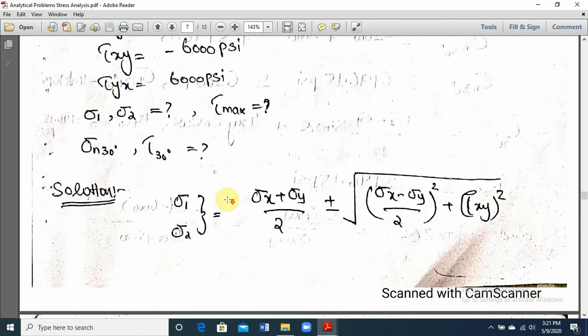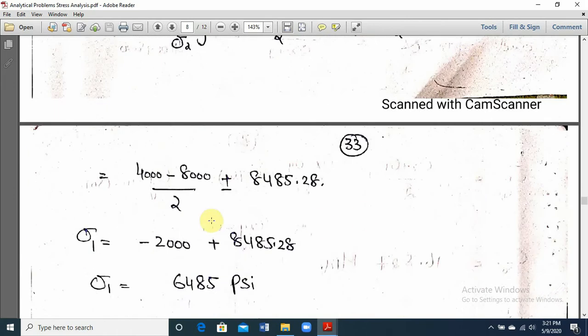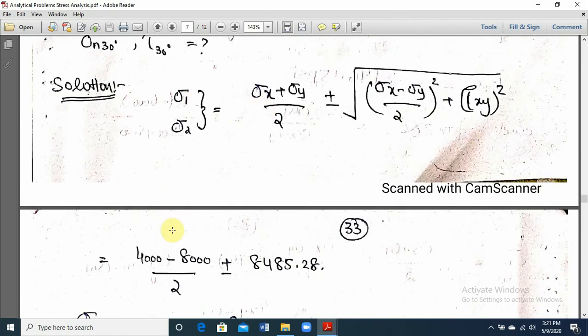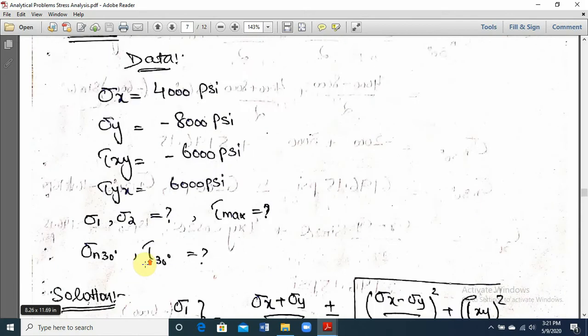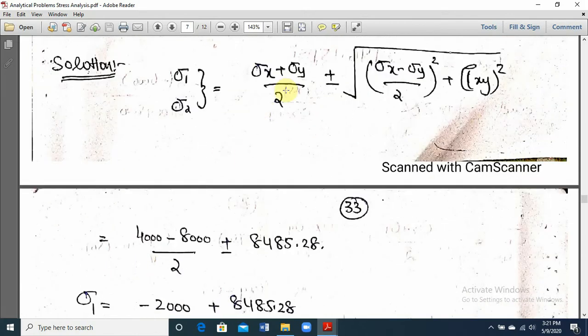In order to determine the principal stresses, we know the formula: sigma 1, sigma 2 is equal to (sigma x plus sigma y) divided by 2, plus minus the square root of ((sigma x minus sigma y) divided by 2) whole square plus tau xy whole square. What is the value of sigma x? It is 4000 psi and it is tensile. What is the value of sigma y? It is 8000 psi compressive, therefore a negative sign.